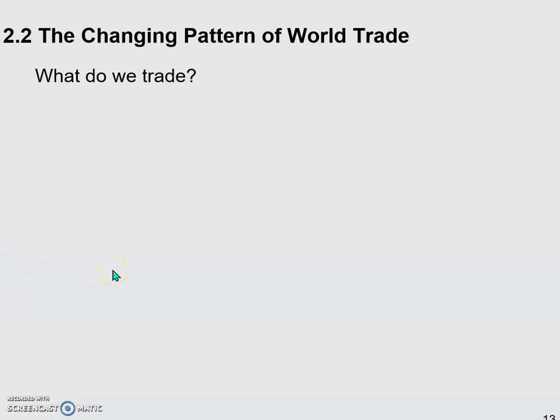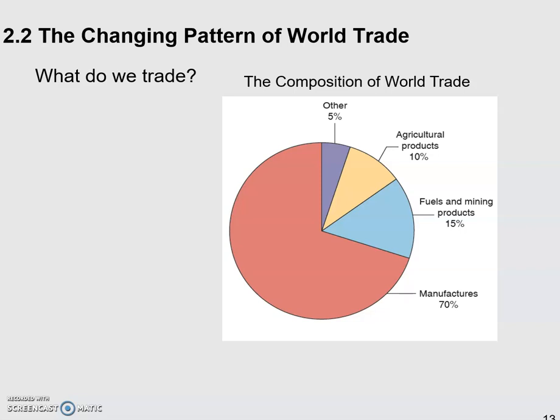All right, in this video, we're gonna talk about what specific products we're treating. Okay, so here let's look at the composition of world trade. As this pie chart shows, the manufacturing goods still dominate today's world trade. About 70% of the goods we trade are actually manufacturers.